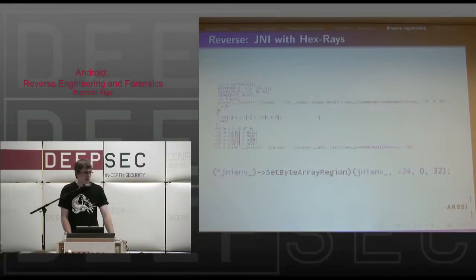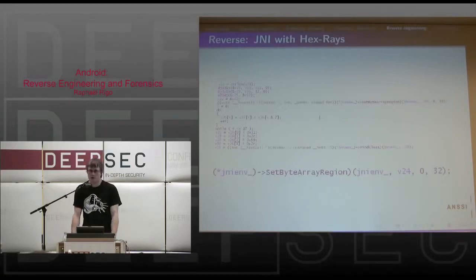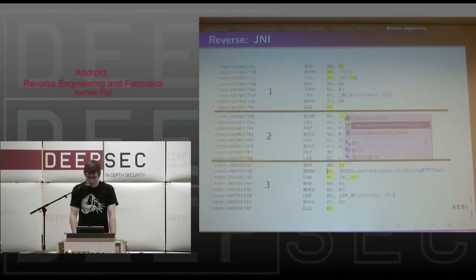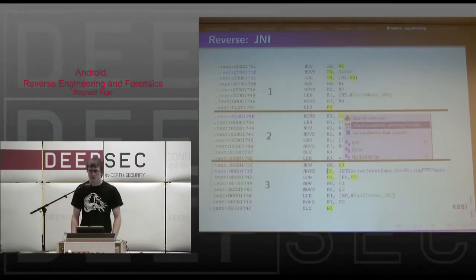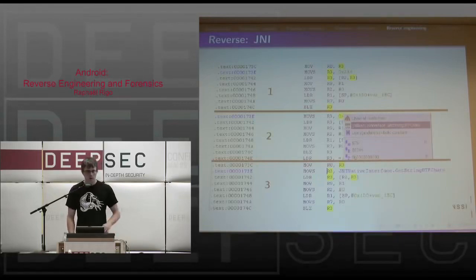With Hex-Rays, it's basically the same. You just apply the definition, and at the end you see that it calls SetByteArrayRegion, and you get some pretty readable C code instead of hard to read spaghetti assembly. And in this part, the assembly itself is not classic ARM code. It's in Thumb mode, the small 16-bit mode of ARM, which is a bit more annoying to reverse.